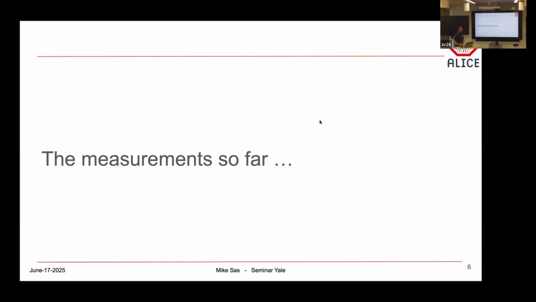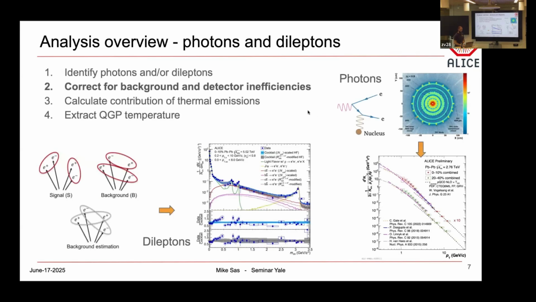So what are the measurements so far? First I'll go a little bit into the experimental side, and then I'll switch a bit more to the phenomenology. So for a few times already, I've said photons and dileptons. What is important is that photons are, of course, real. They are real particles. They're on shell. They have no mass. They're stable. And as I said, they can convert, so they can interact with some nucleus and then create an e plus e minus pair.